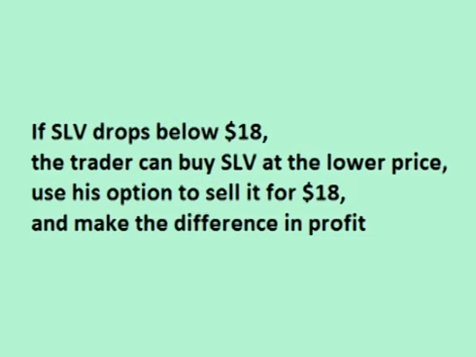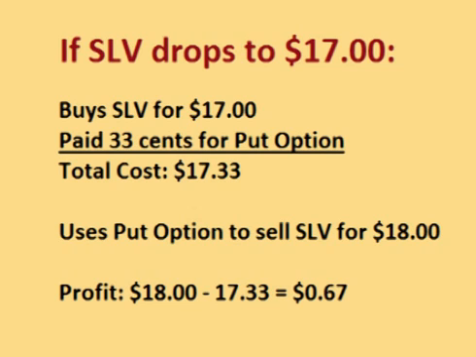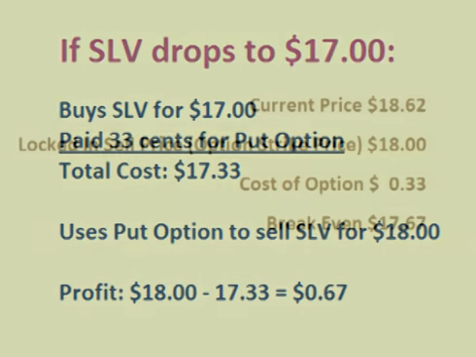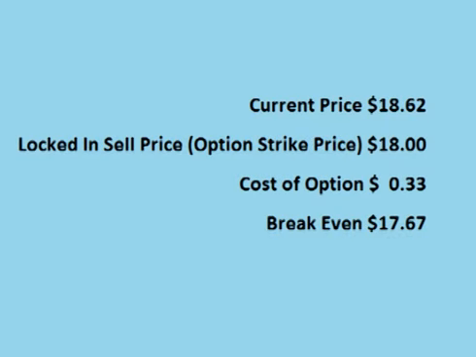The trader can buy 100 shares for $17 per share and use his option contract to sell SLV for $18 per share. He paid $17 per share, plus the option contract cost him 33 cents per share to buy. So his total cost was $17.33 per share. But he had locked in the right to sell SLV for $18 per share. He sells SLV for $18 and he paid a total of $17.33 per share, so he makes 67 cents a share minus brokerage commissions.